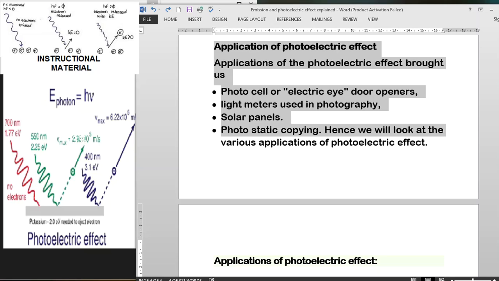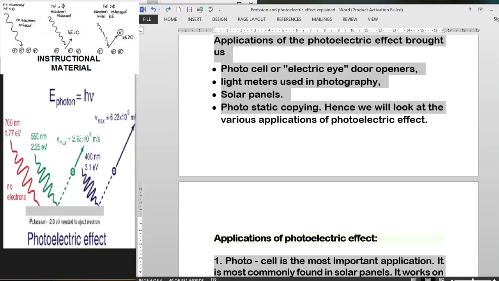The photoelectric effect also brought about what we call light meters used in photography. All right, light meters used in photography. We also have photometers. It also brought about solar panels, and we also have photostatic copying, which we use in our photocopiers. Hence, these are the various applications of photoelectric effect.